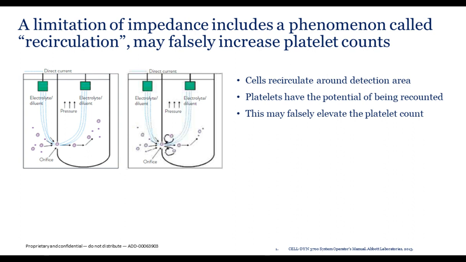One of the known limitations of the impedance counting is the potential for a phenomenon called recirculation or eddy current effect, which can cause a false increase in the cell count. This phenomenon is shown in these diagrams. On the left, you can see the cells passing through. On the right, what actually happens is when the cell is located to the edge of the orifice of the aperture, it can actually recirculate, or based on its flow path, go back into the detection zone and be counted again. This can falsely elevate the platelet count, and we have to be very aware of this.